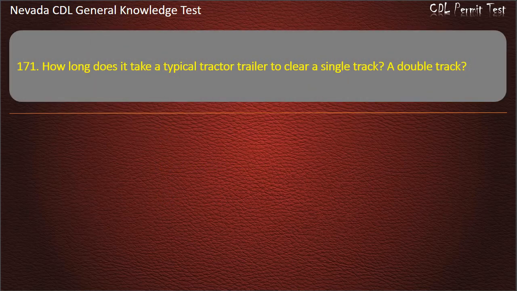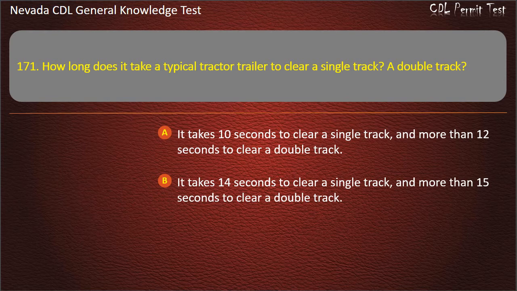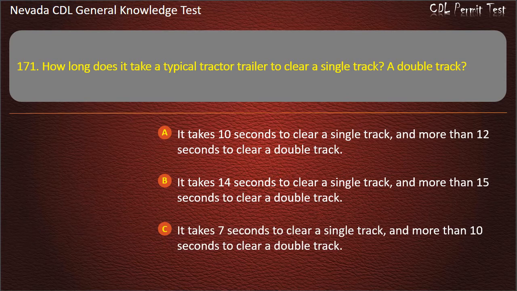Question 171. How long does it take a typical tractor trailer to clear a single track, a double track? It takes 10 seconds to clear a single track, and more than 12 seconds to clear a double track. It takes 14 seconds to clear a single track, and more than 15 seconds to clear a double track. It takes 7 seconds to clear a single track, and more than 10 seconds to clear a double track. Answer. It takes 14 seconds to clear a single track, and more than 15 seconds to clear a double track.